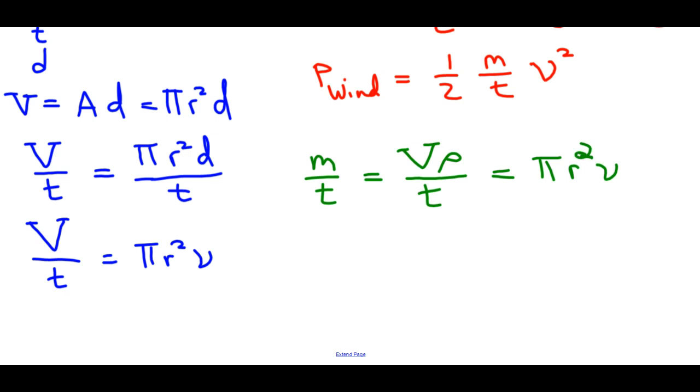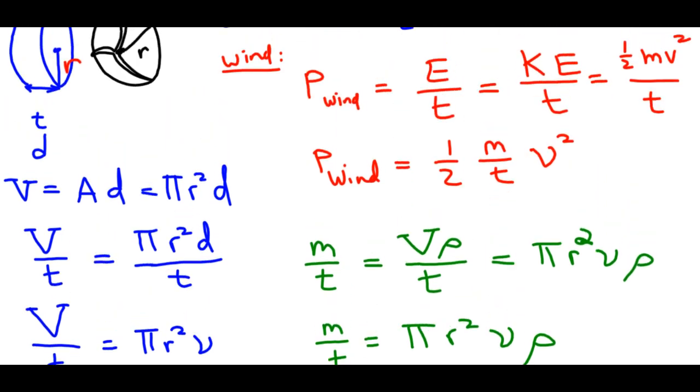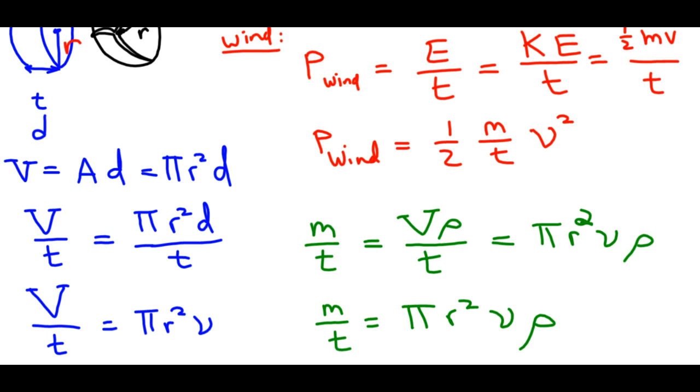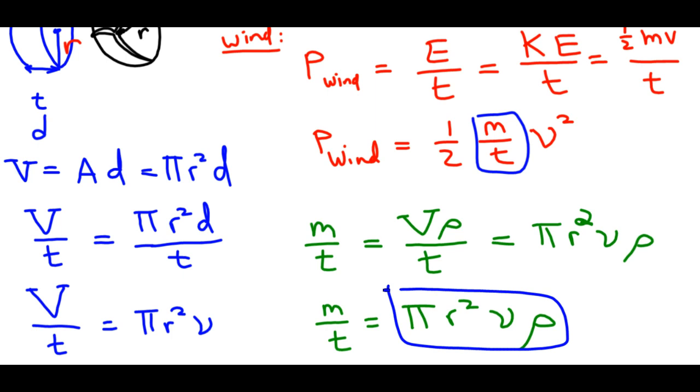So that's v over t, but then we had this extra row here, the density. And so what we've just done is we've come up with an equation for mass over time. It's pi r squared times the speed times the density of the air. So if I look up here, I'm going to get rid of m over t in my power equation. I'm going to replace m over t with pi r squared speed times density. And when I do, I get something beautiful.